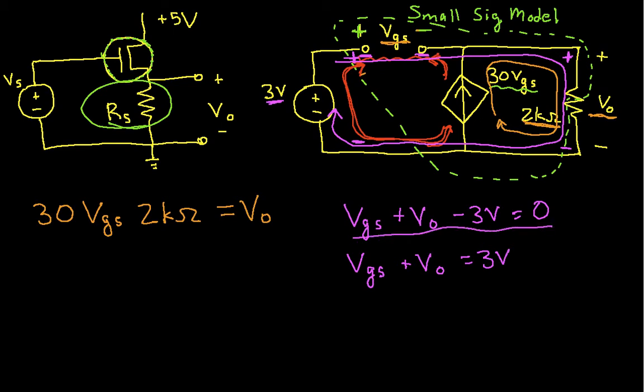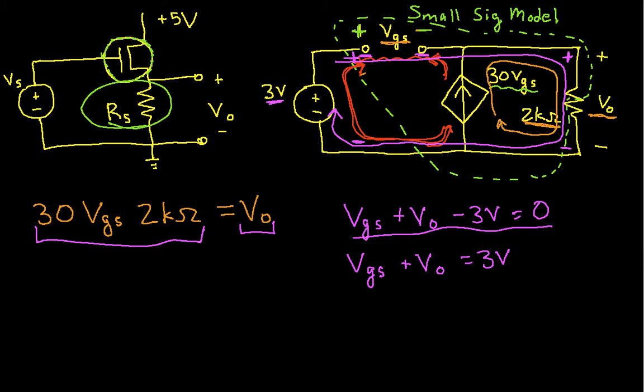Okay, so I have 2 equations and 2 unknowns, and it looks to me then like we can probably solve for VGS and then V0. We could actually solve directly for V0, but I'd actually also like to know what VGS is. So I have this expression for V0, or I have V0 is equal to this whole expression. I can plug that into my VGS plus V0 equals 3 volts and get the following.